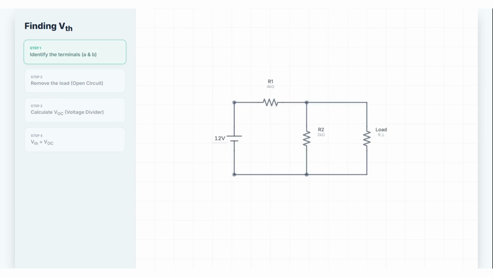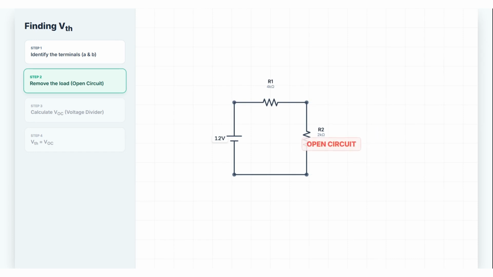Step 1. Identify the terminals. Where are we finding the equivalent circuit? These are usually labeled A and B, or they're where the load connects. Step 2. Remove the load. Disconnect whatever is connected between those terminals. Now the terminals are open.